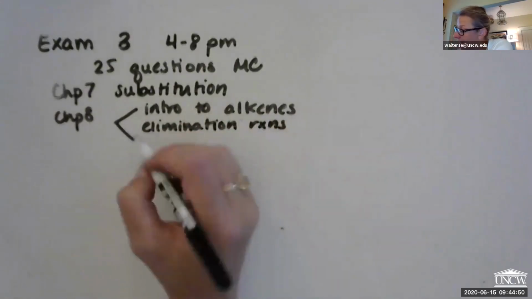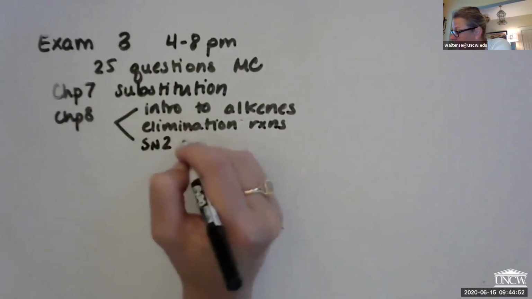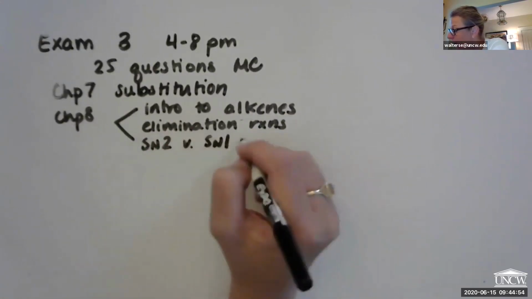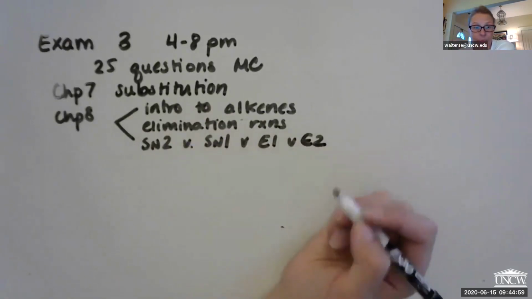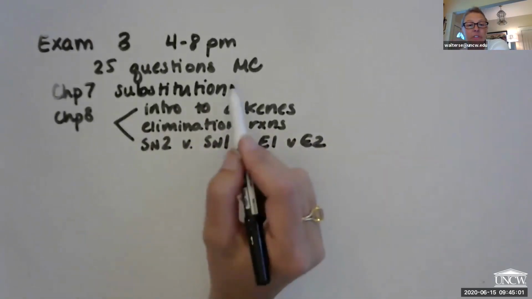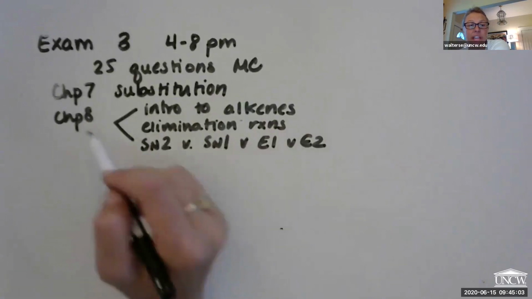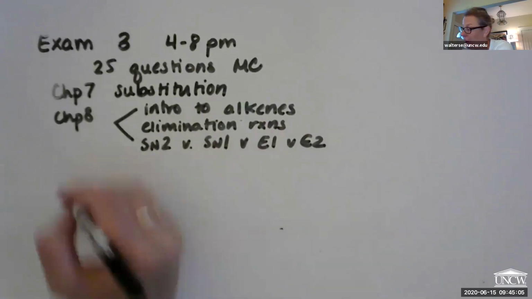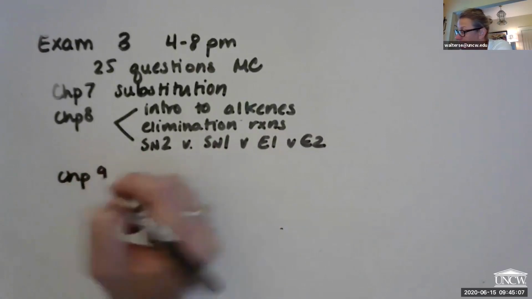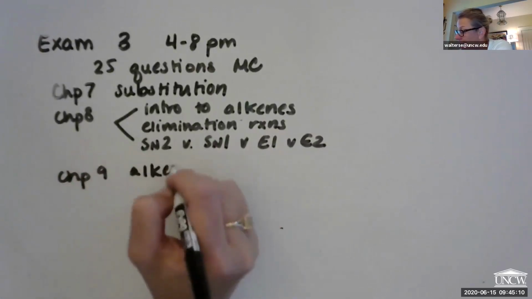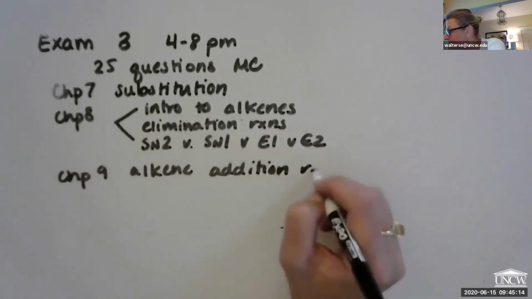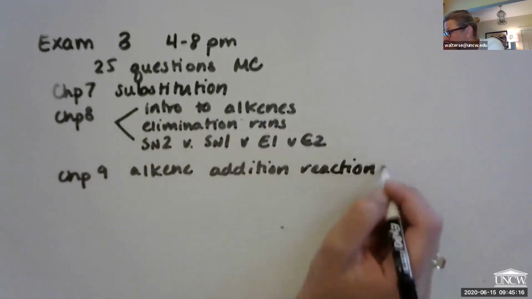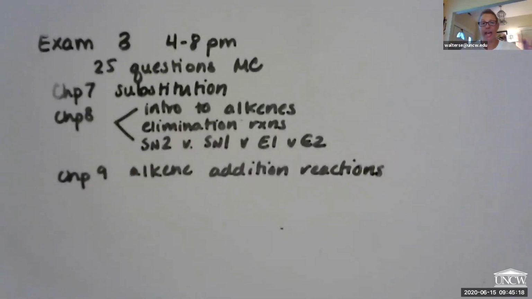And then at the end, it's like SN2 versus SN1 versus E1 versus E2. The end of substitution is just SN1 versus SN2. But the end of chapter 8, it's comparing all 4. And then chapter 9 is alkene addition reactions. And again, like I said, you had a lot of those, and then they had sort of subcategories as well.